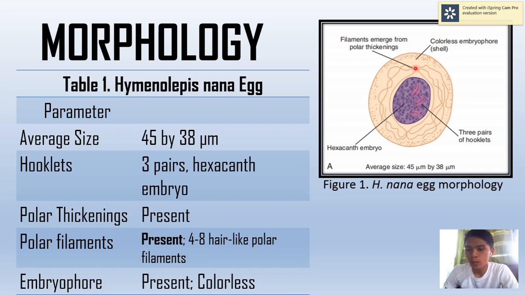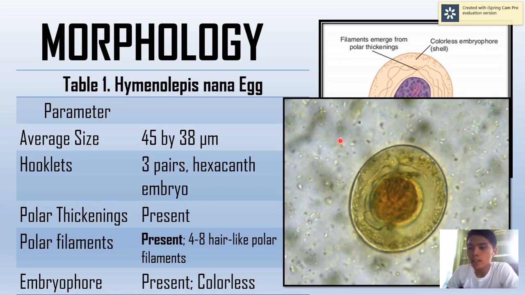So if you identify a Hymenolepis species under the microscope, to make it easier, you look for its filaments. If it has filaments, then it is H. nana. If it doesn't have, it may be diminuta. Its filament consists of 4 to 8 hair-like structures, the polar filaments. Its embryophore is colorless, so it is non-bile-stained, unlike the diminuta, which is bile-stained. That's why it's colorless. According to Belisario, he described it as clay color.